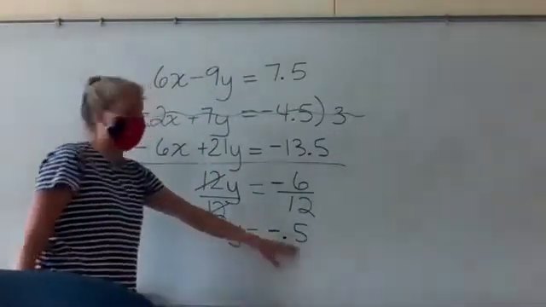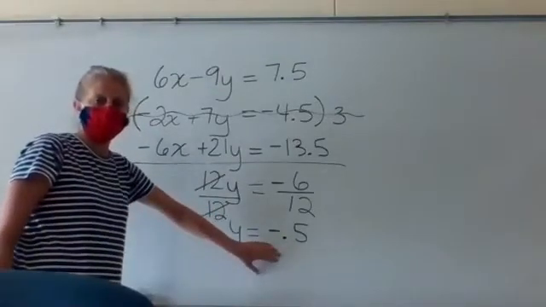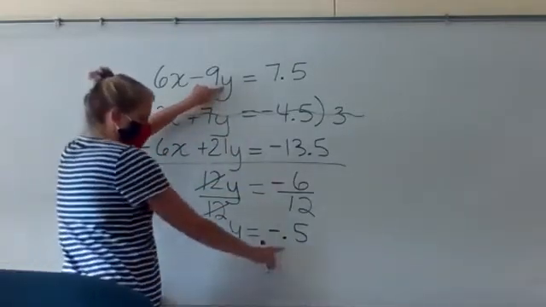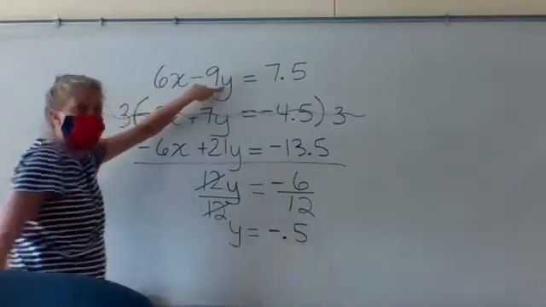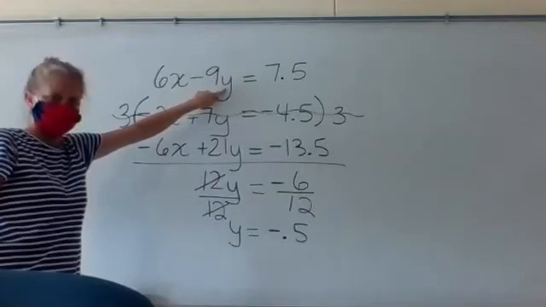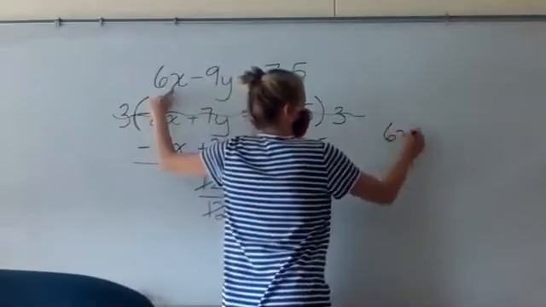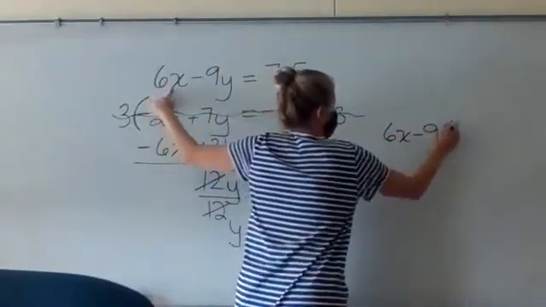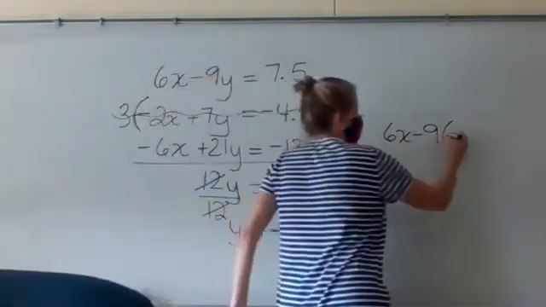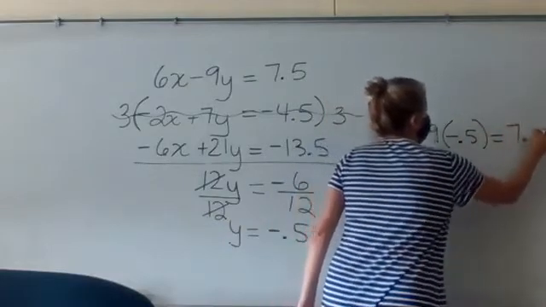Now I know y is negative 0.5. What am I going to do with that? Remember what you do with your first answer. You take it back up to your top equation and you replace the variable that it represents. This one's representing the y. So I'm replacing this y. So I'll have 6x minus 9 times, putting in the negative 0.5, equals 7.5.